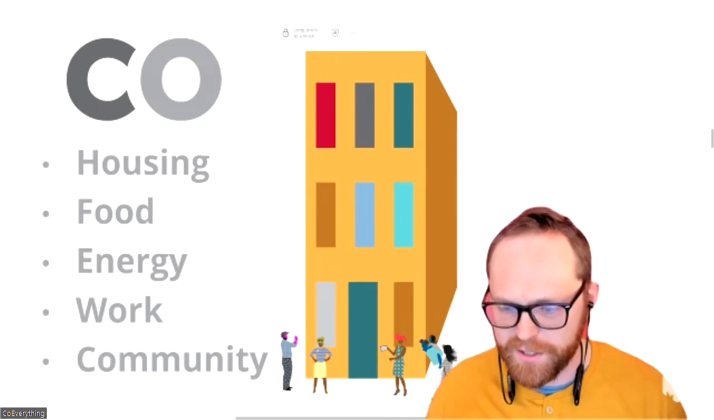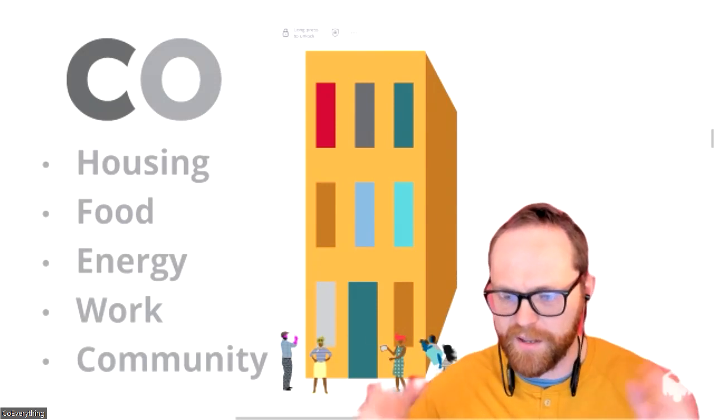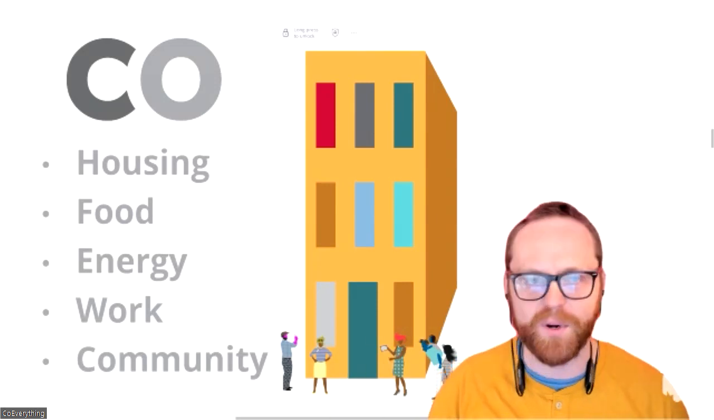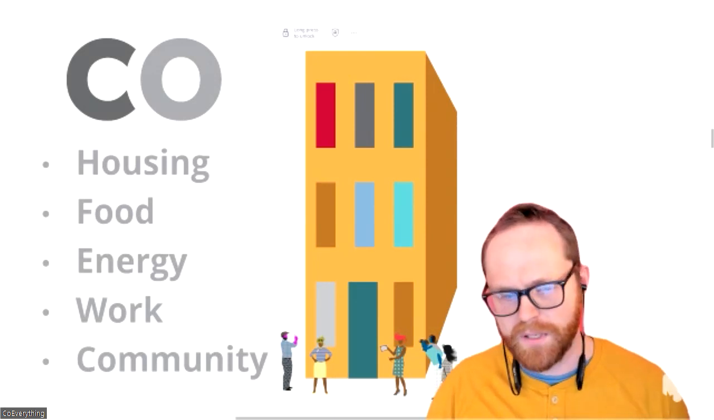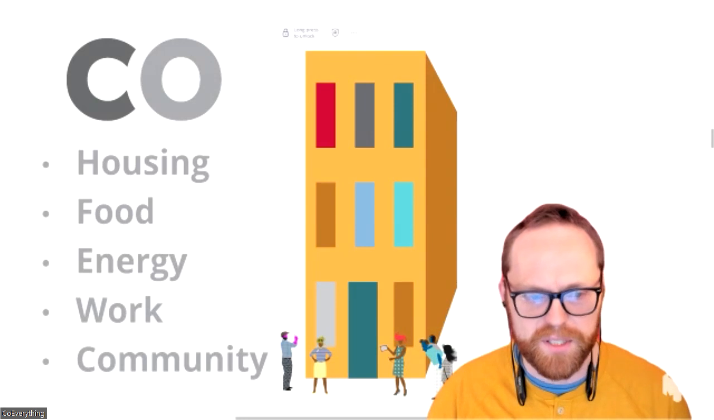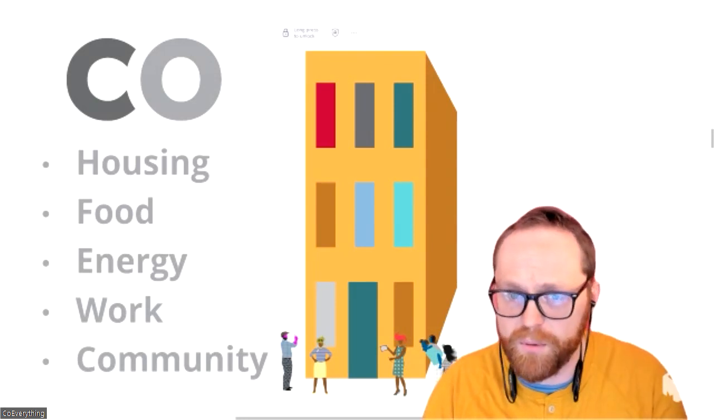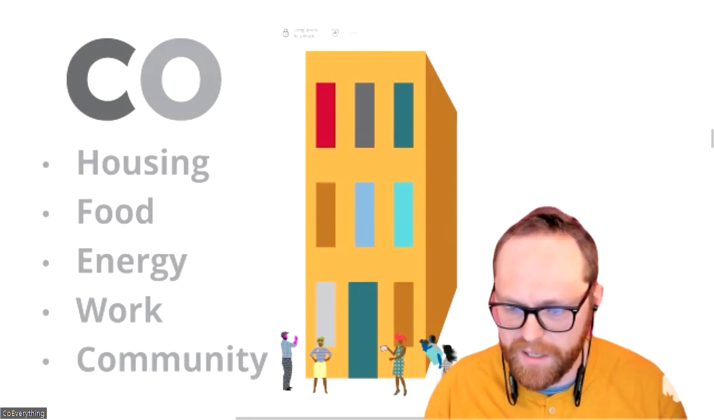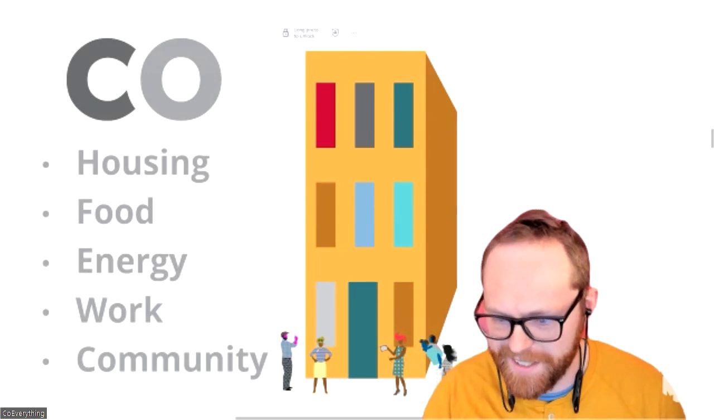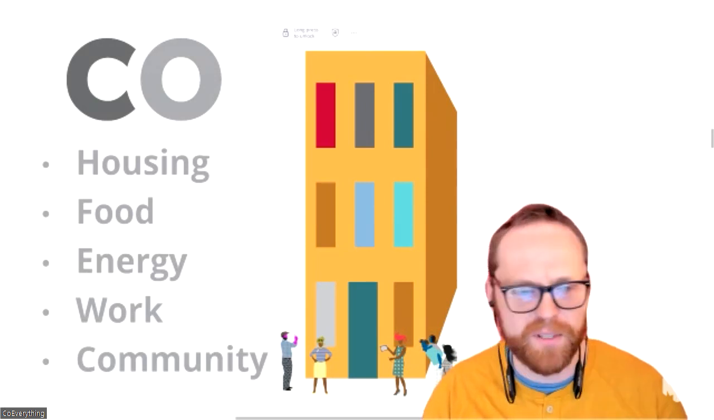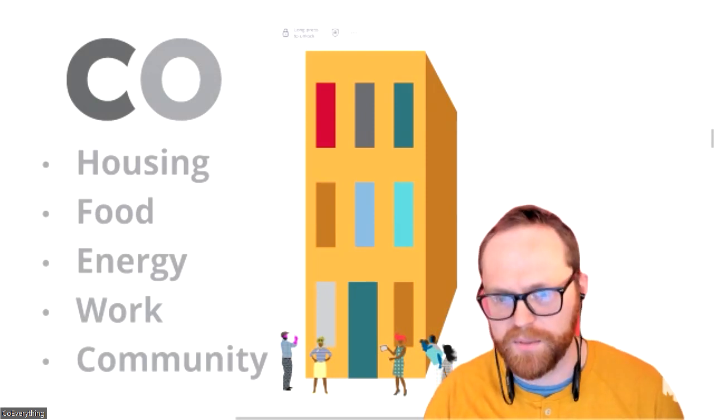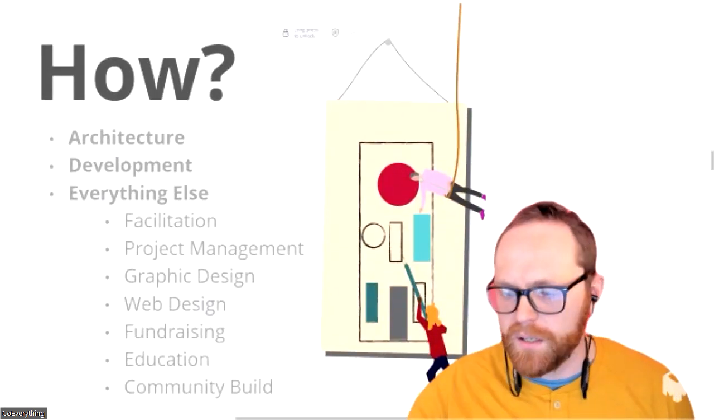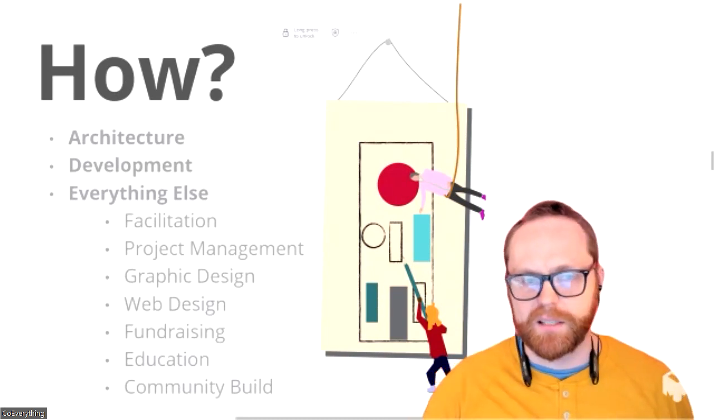So what the heck does that actually look like, right? Now that we're through some of the theory work here, how do we actually go about doing it? So the rest of the presentation really will just be me showing a project that we're working on, telling you some bits about how we're working on it, and how the Co fits into it, how it fits into any of these categories of housing, food, energy, work, and community. So what does it actually look like?